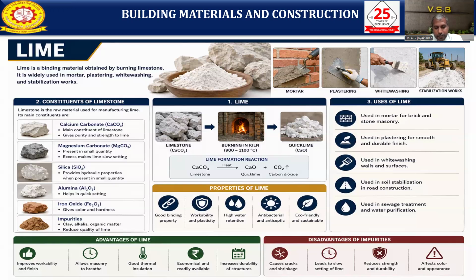When using lime as a binding material, what is the advantage over other binding materials? It improves the workability as well as the finish of the work. It allows the masonry to breathe and gives more time for adjustment of the material. It gives good thermal insulation and is also very economical. It is a locally available, eco-friendly material, so automatically it increases the durability of the structure.